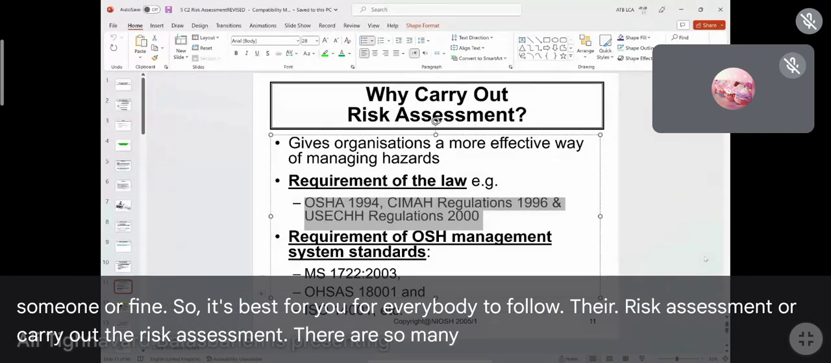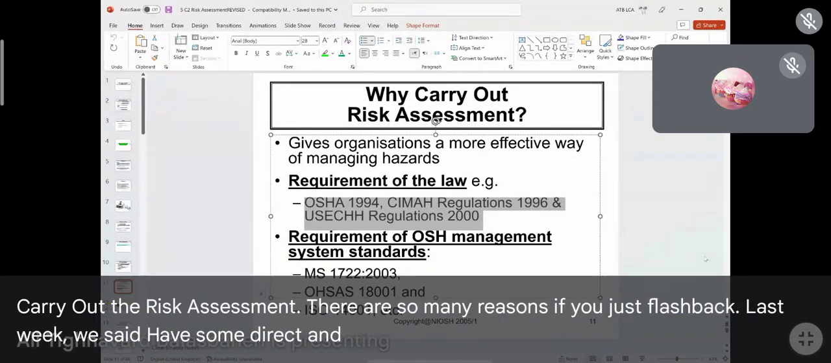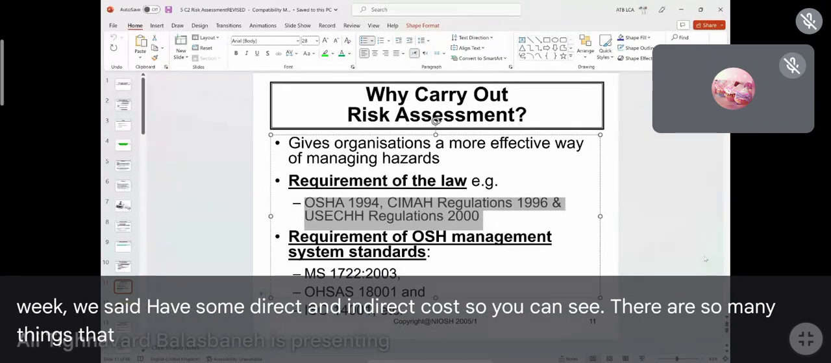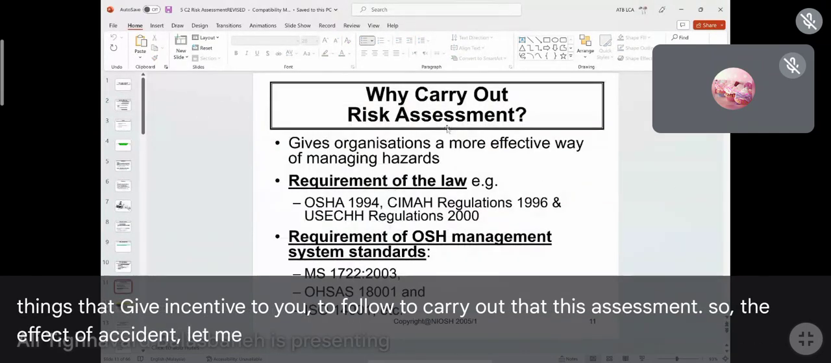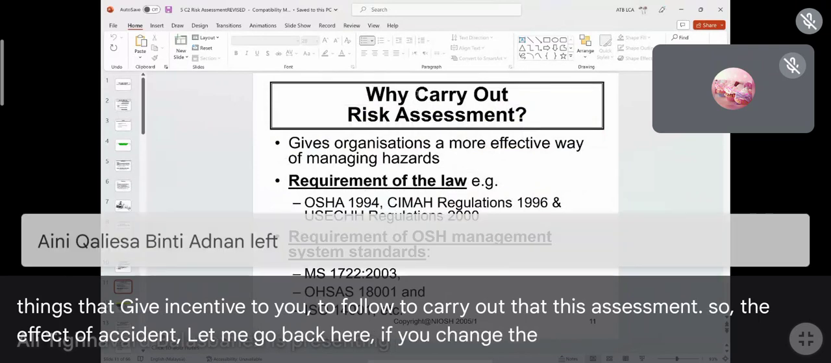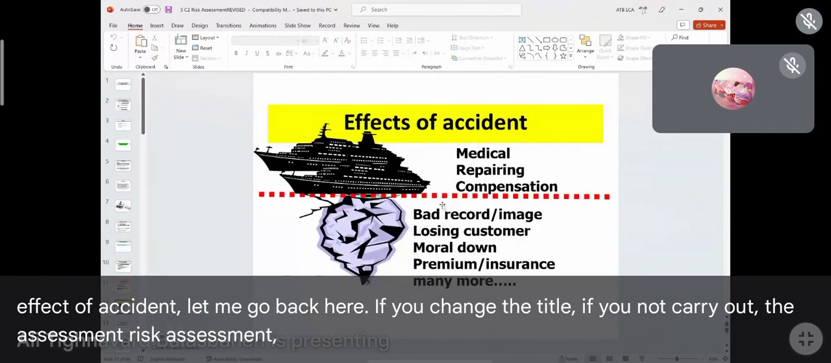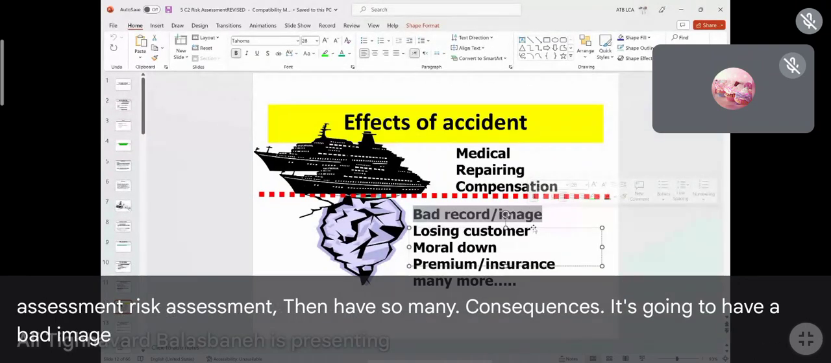There are so many reasons. If you flash back, last week we said there are direct and indirect costs. So you can see there are so many things that give incentive to you to carry out the risk assessment. So the effect of accident. Let me go back here. If you do not carry out the risk assessment, then there are so many consequences. It's going to give a bad image for your company.